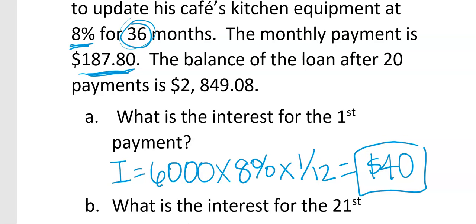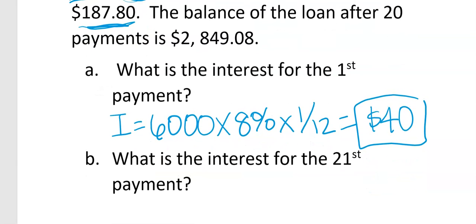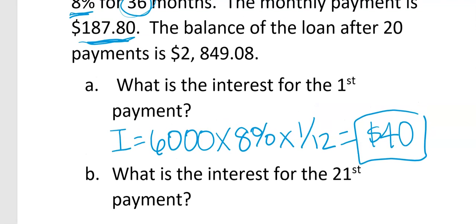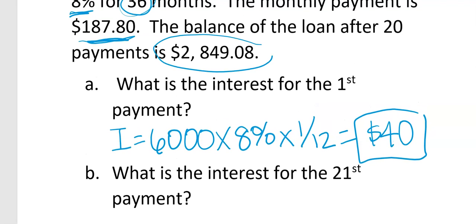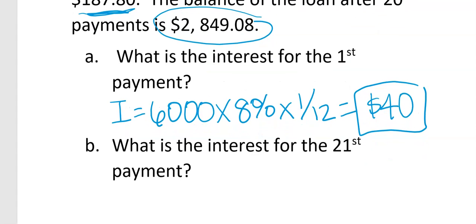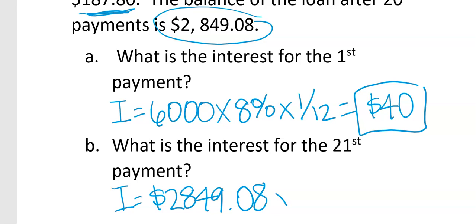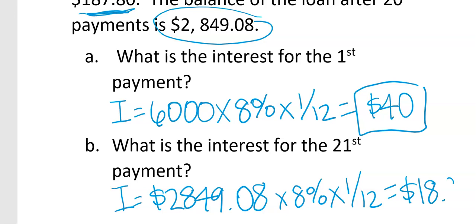Then you see the second one. What's the interest for the 21st payment? With that one, we wouldn't know how to do it unless they gave us the balance after the 20th payment, which they did. So our new starting balance is $2,849.08, which is given, times 8% times 1/12. It's really the same question, starting with different balances. So 2849.08 times 8% divided by 12 is $18.99.